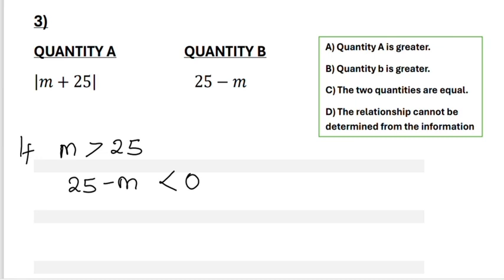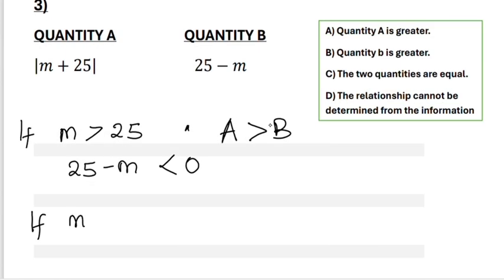If m is 30, this will be 30 plus 25, which is 55. So quantity A for this particular condition is going to be greater. So we've established that here A is greater than B. Let's pick a different number. m is equal to 0.